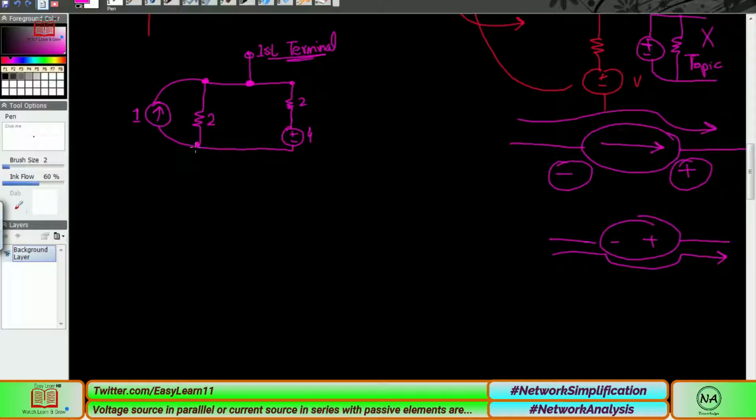Our circuit is not completed here, and here we have another resistance. Its value is 3. And what other things do we have? One second please. Yes, we have a voltage source here, and that is the polarity of the voltage source.